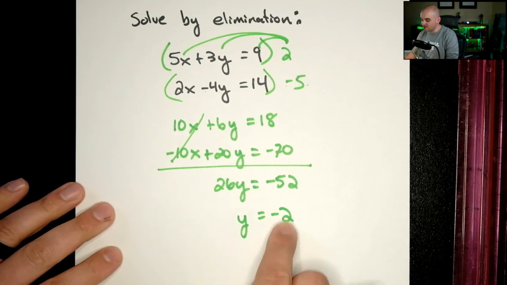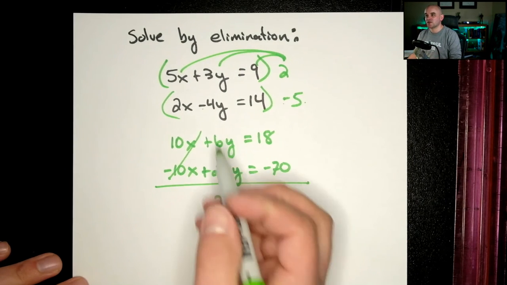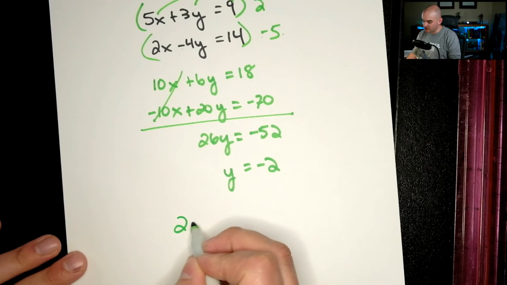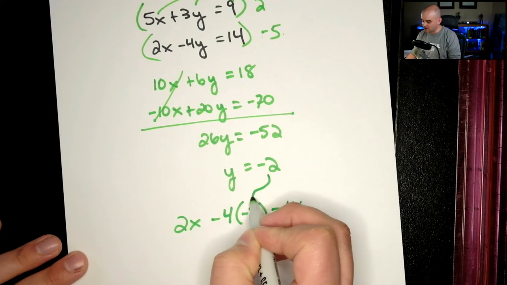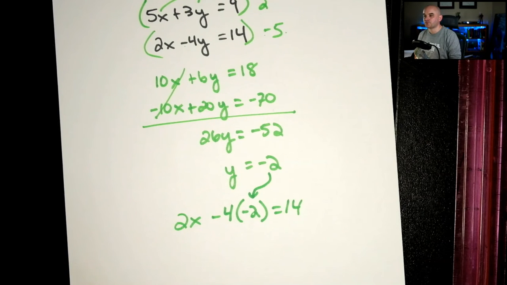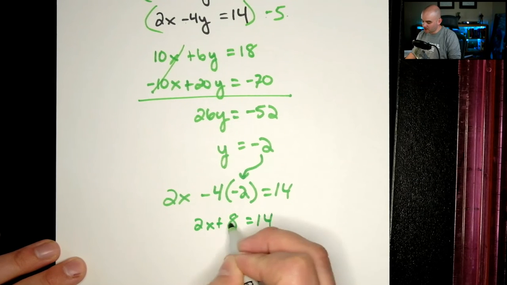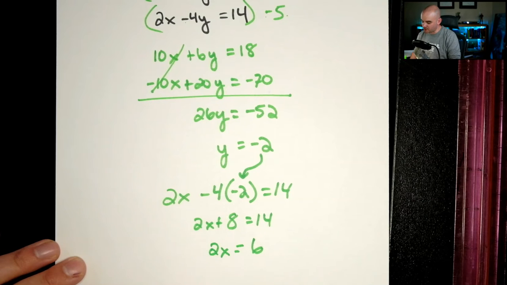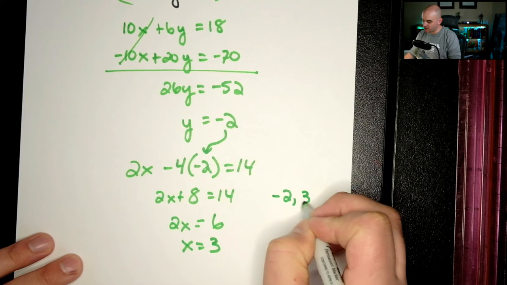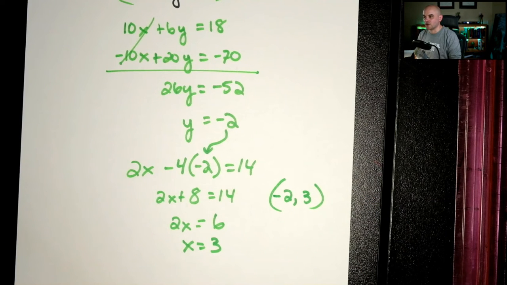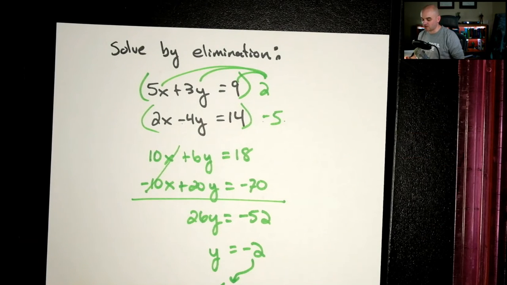So now that I know y's value, I can pick whichever equation I want, substitute that y value in, and then solve for x. So I'm going to substitute it into the bottom equation here. So it's going to become 2 times x minus 4 times negative 2 equals 14. I just substituted that negative 2 in for y. And then this becomes positive 8. And subtracting 8 from both sides, I get 6 is equal to 2 times x, or x equals 3. So writing this out as an ordered pair, I get 3 comma negative 2. That is where the two cross each other when you graph them. So that's the only point that will work for both equations and make them true statements.